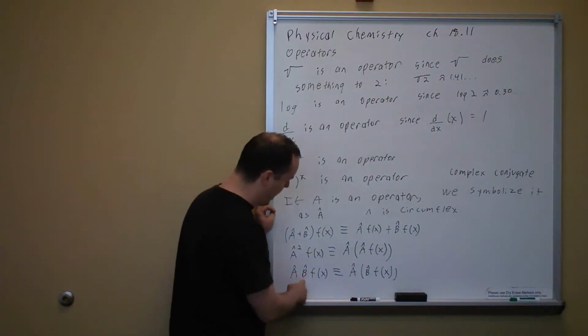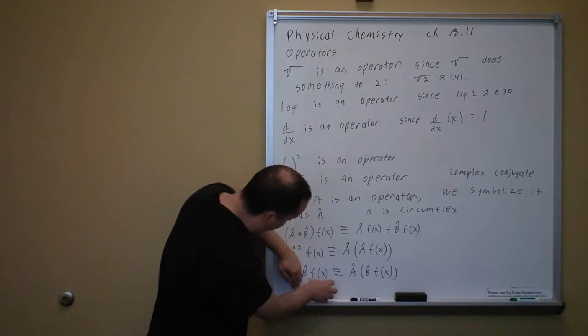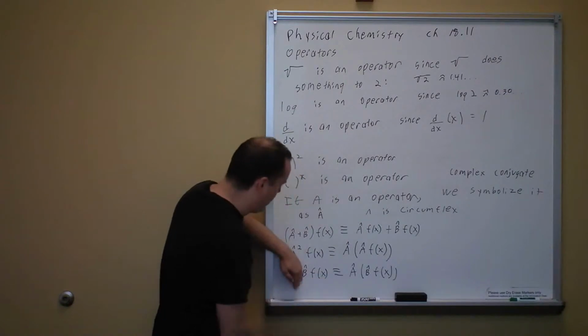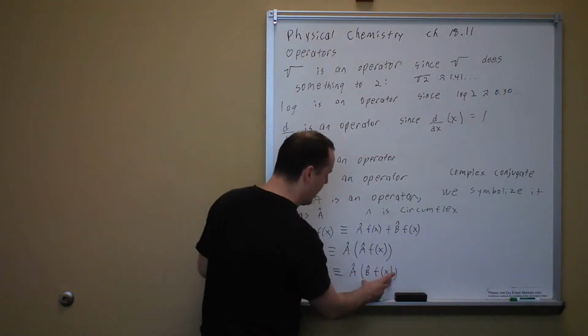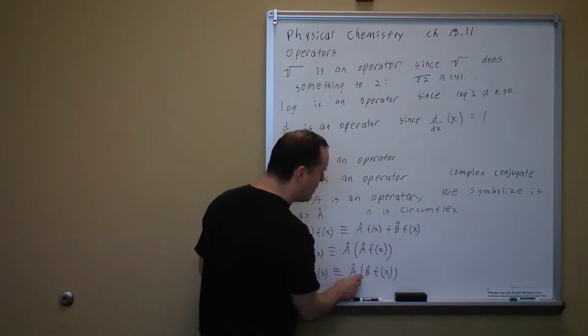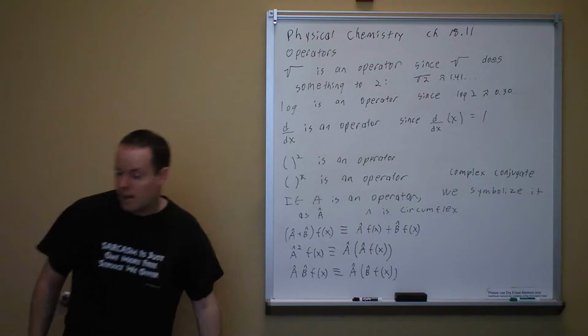Let's say you have A hat, B hat, f of x. Well, remember, this operator is next to the function, so you have to do this first. So that's why the parentheses goes like this. You do your B hat of f of x, and then you do your A hat of the B hat of f of x. That's the only choice, really.